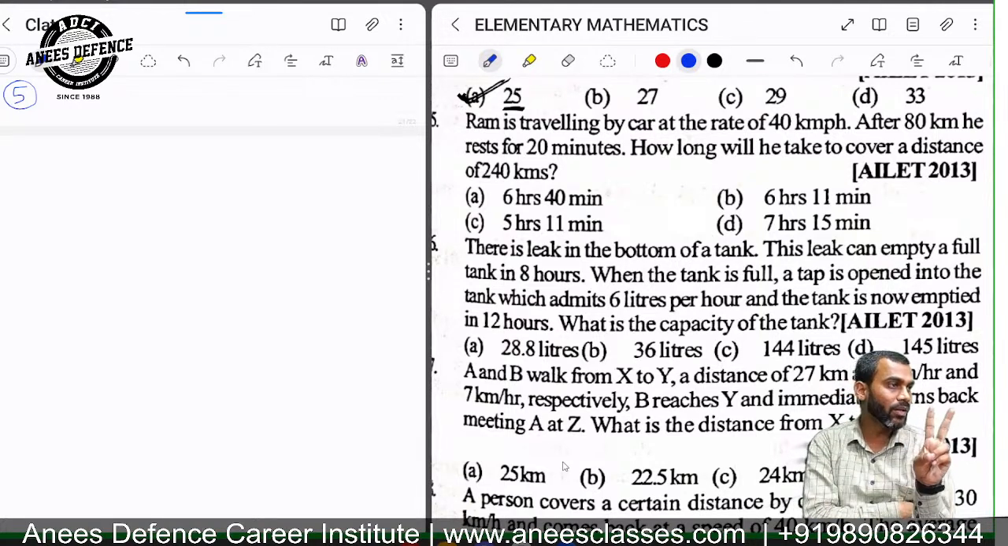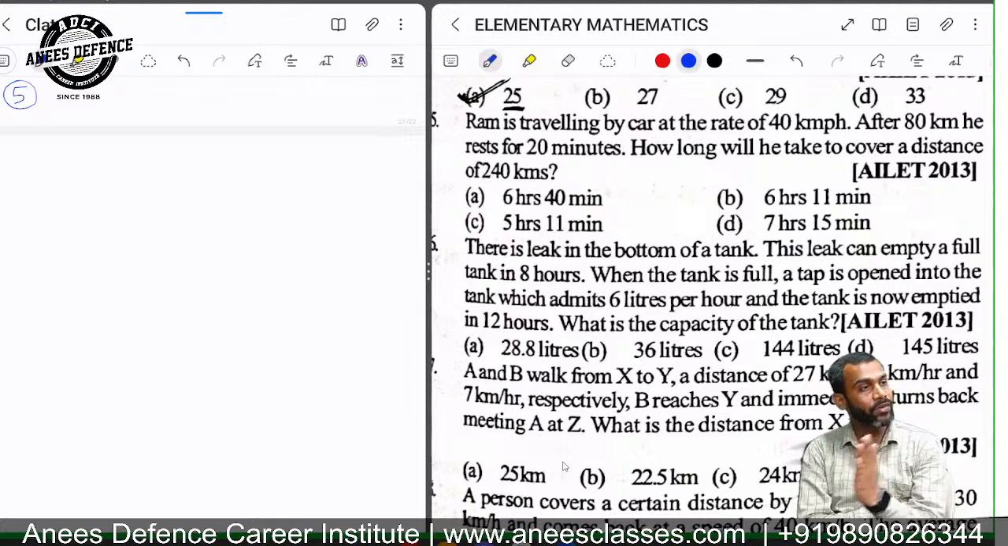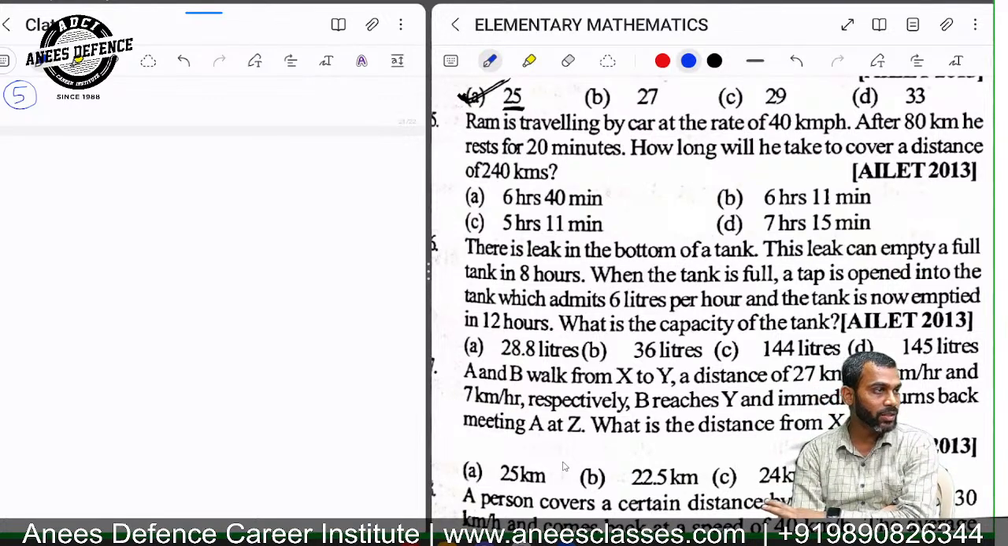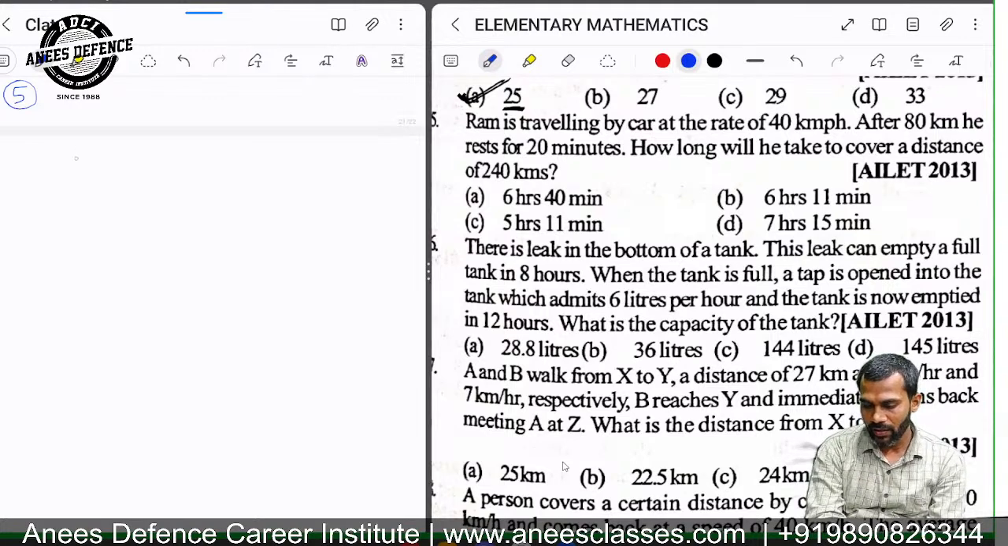So how many breaks do we effectively need? 2. After 80 kilometers, 20 minutes. After 160 kilometers, 20 minutes. But after 240, the journey is finished, so we don't have to add that 20 minutes. Are you getting it or not? This is 80 kilometers, then the next 80, so this is 160. But here, this is 240.